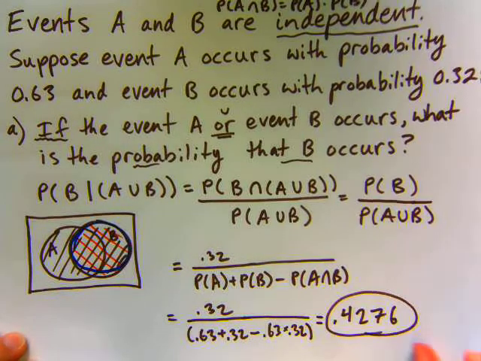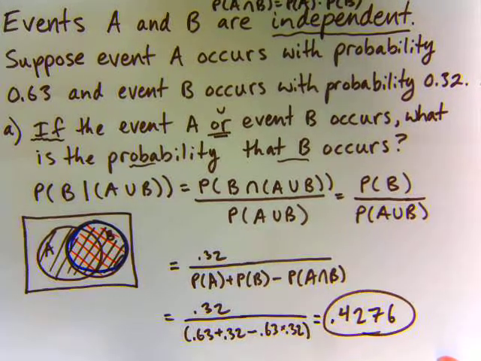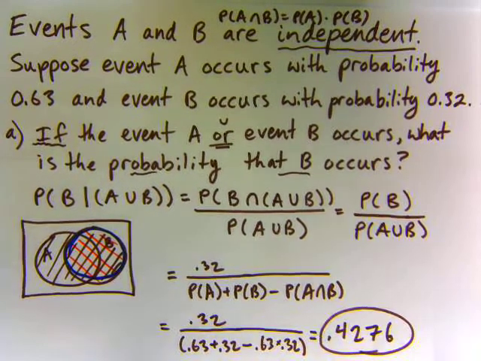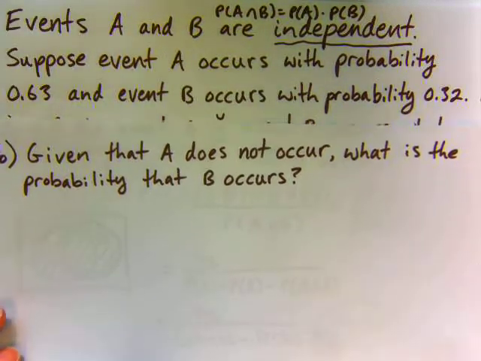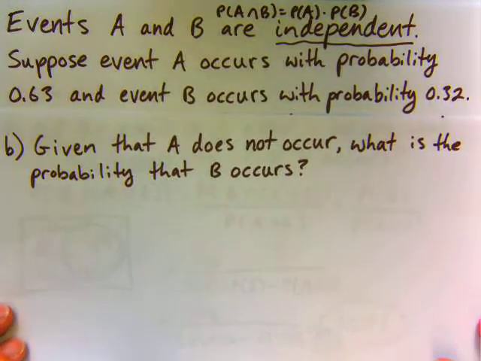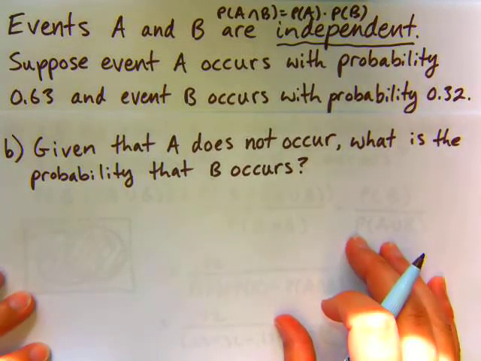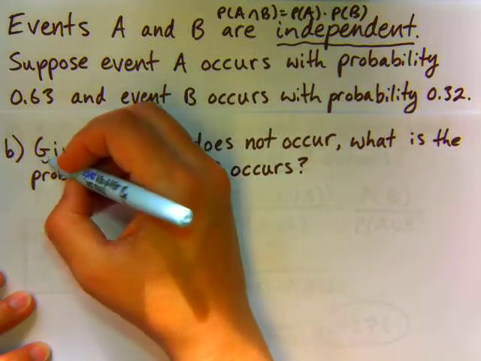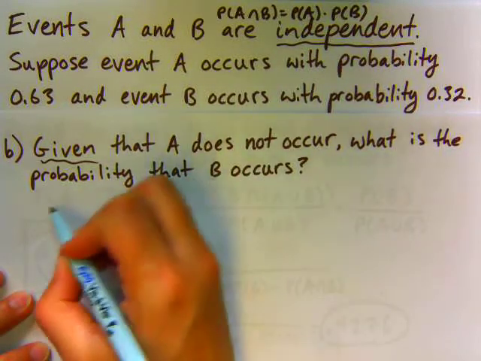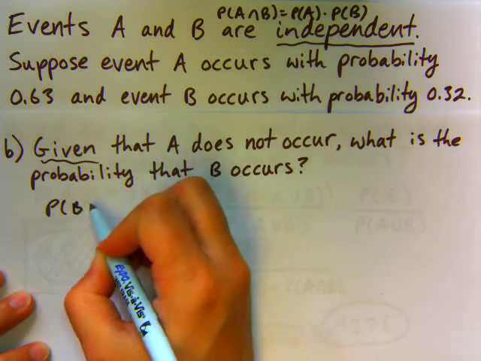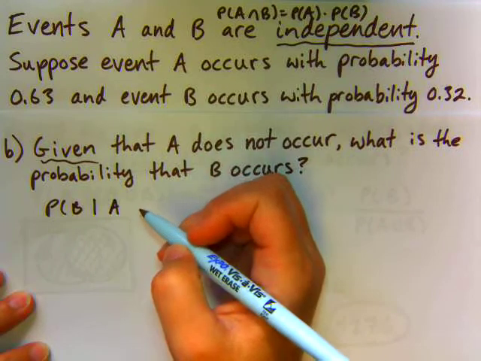Here's another one. Same scenario up on top here, with probability of event A being 0.63 and probability of B being 0.32. But I'm going to have part B. Given that A does not occur, what is the probability that B occurs? So here's another conditional probability. And we're trying to find the probability of B again. Our condition is just that A does not occur.